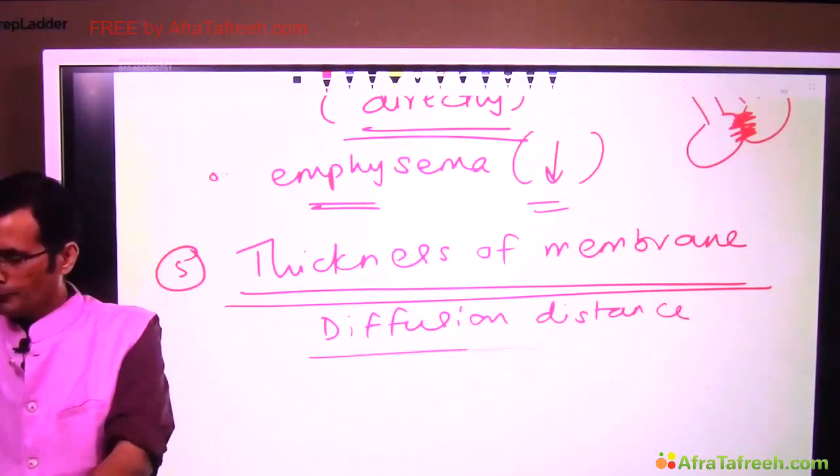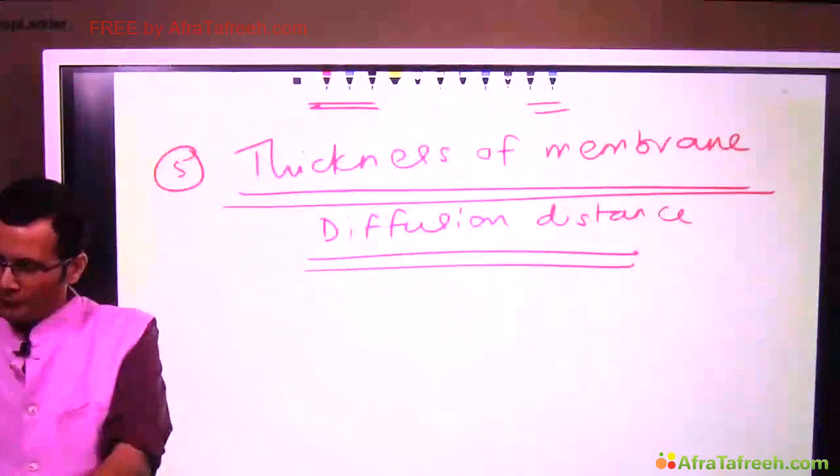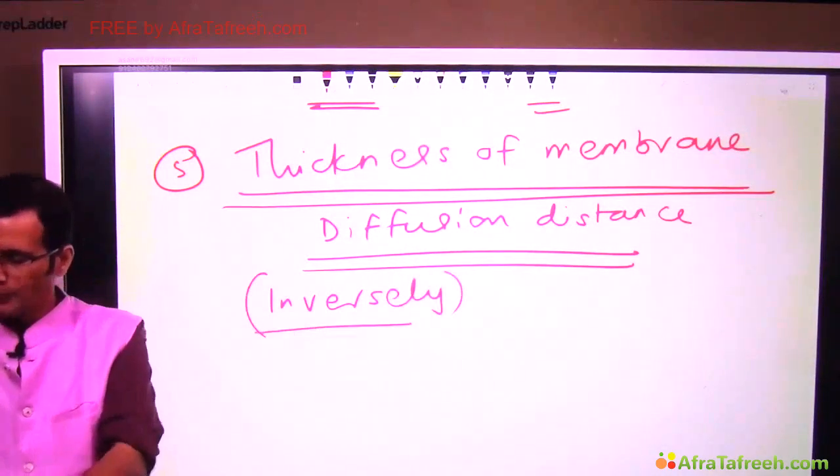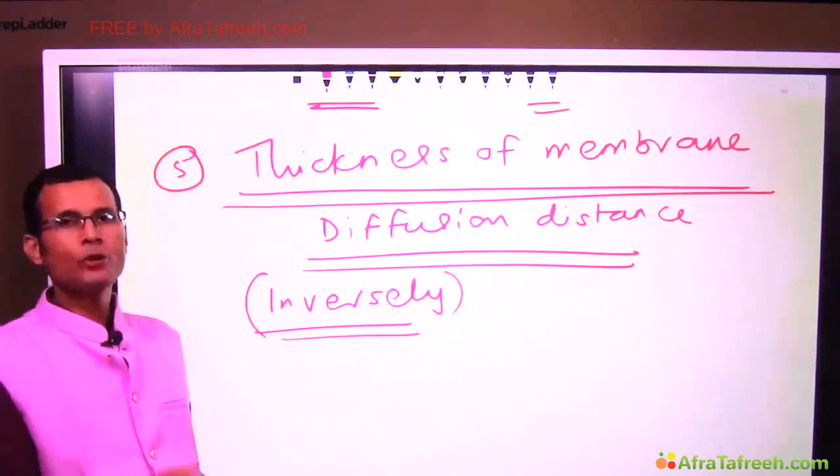So, the rate of simple diffusion is inversely proportional to the thickness of the membrane or diffusion distance.